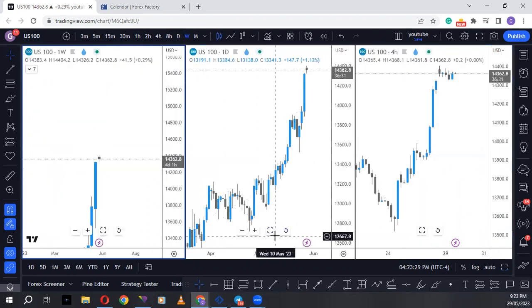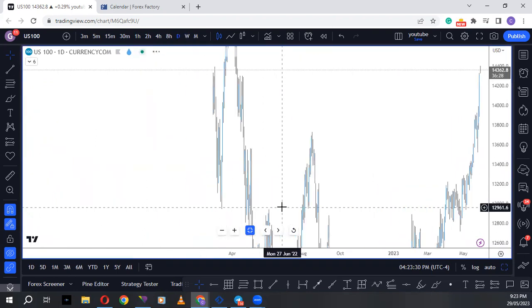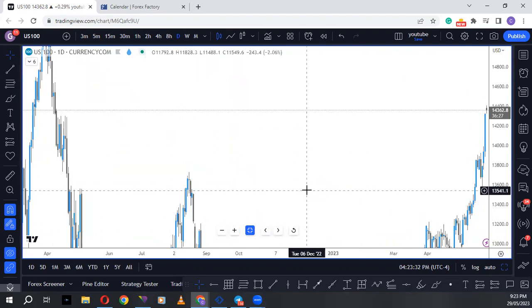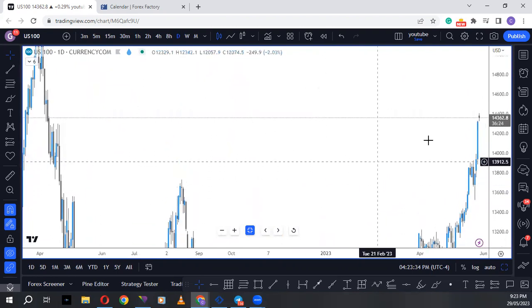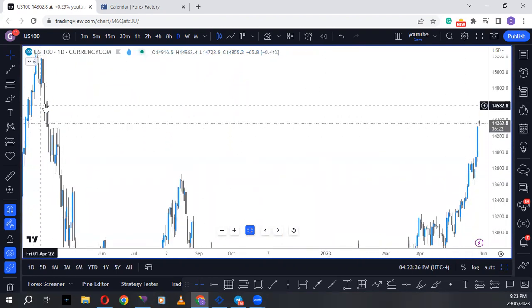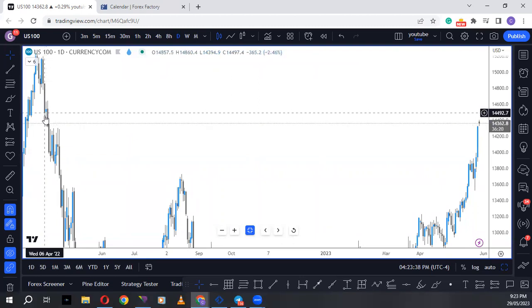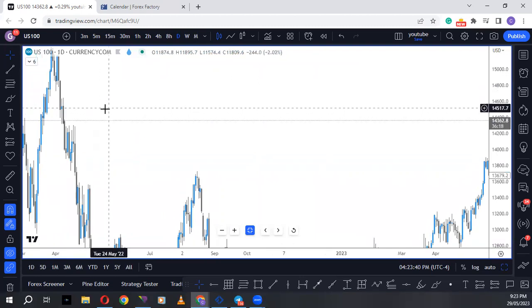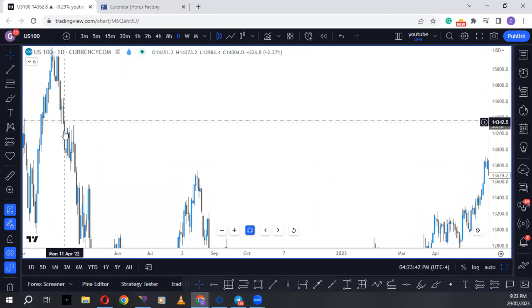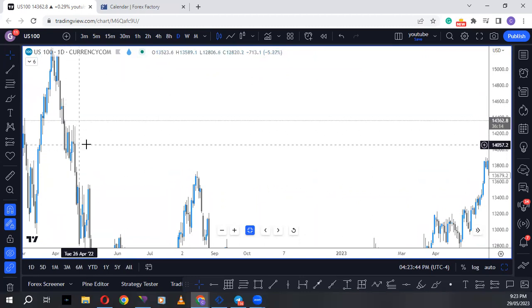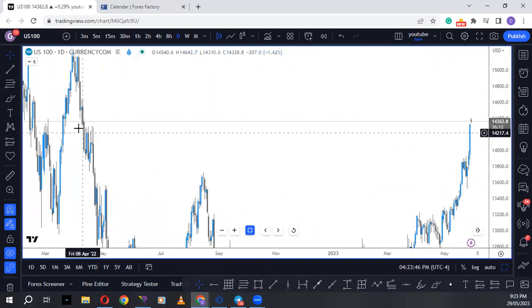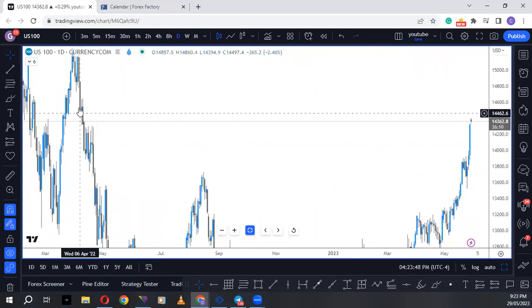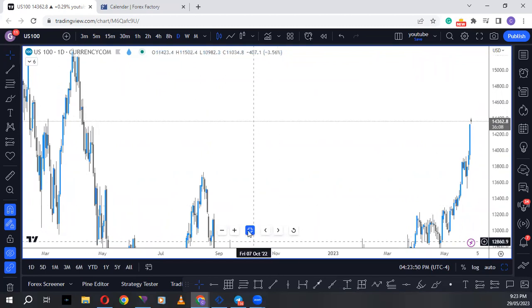So if we go down to the daily time frame and look to the left of where price is now, this is a kind of another block. It's the last up candle before this down move, and then there's this consolidation. That's where price is now on the daily.